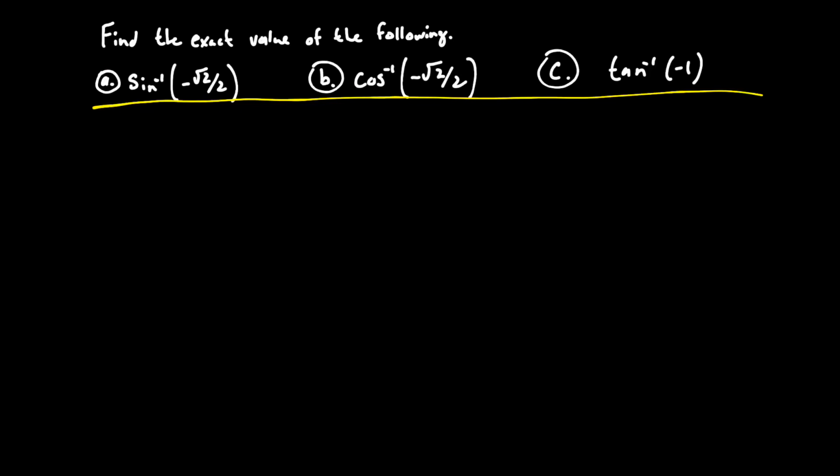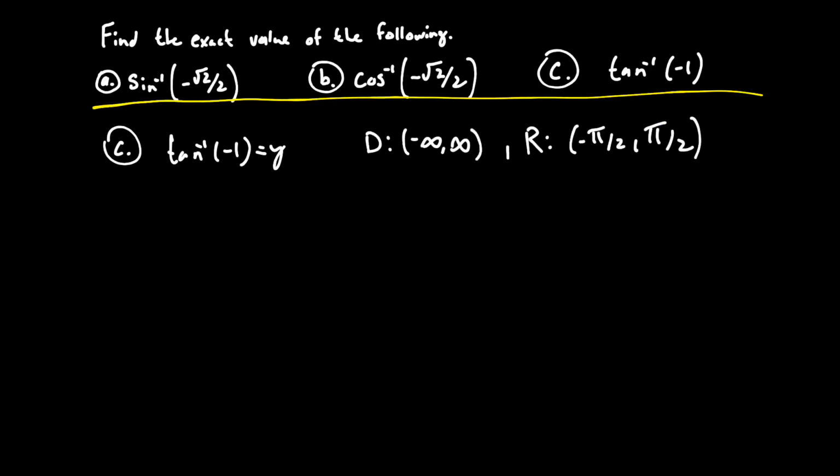In part C, we want to evaluate tan inverse at the value negative 1. And recall the domain of tan inverse is all real numbers, and the range of tan inverse is negative pi divided by 2 to pi divided by 2. By definition, we're looking for the angle that makes tan equal to negative 1. Again, the only angles we're allowed to look at are in quadrant 1 and quadrant 4, because the range of our inverse tan is between negative pi divided by 2 and pi divided by 2.